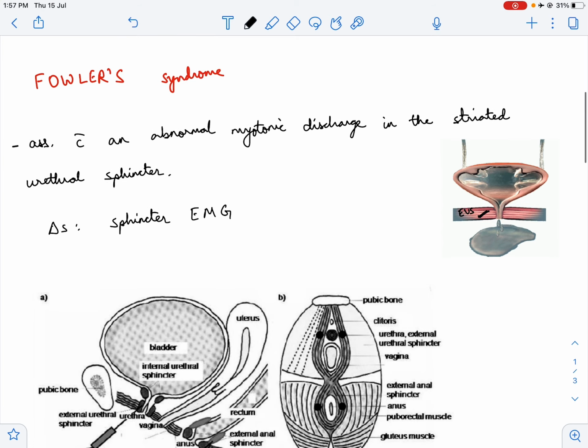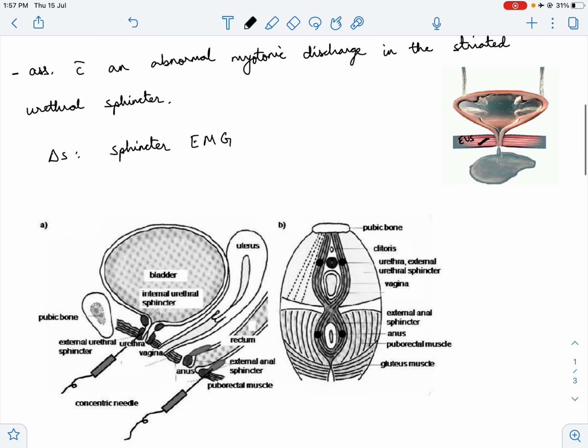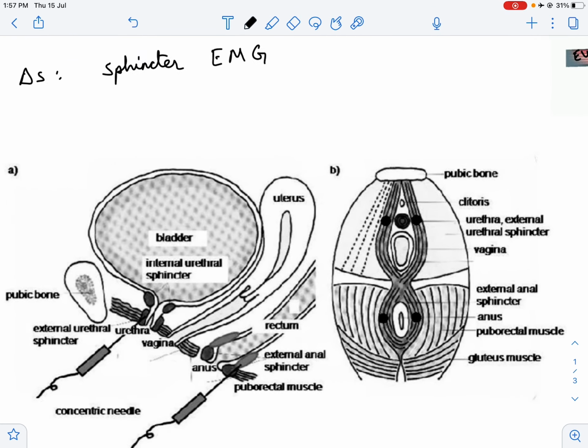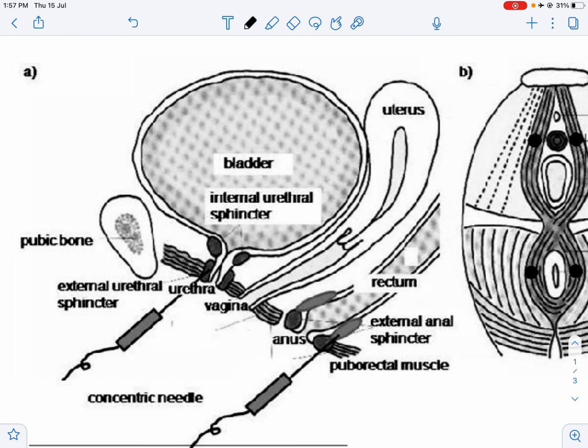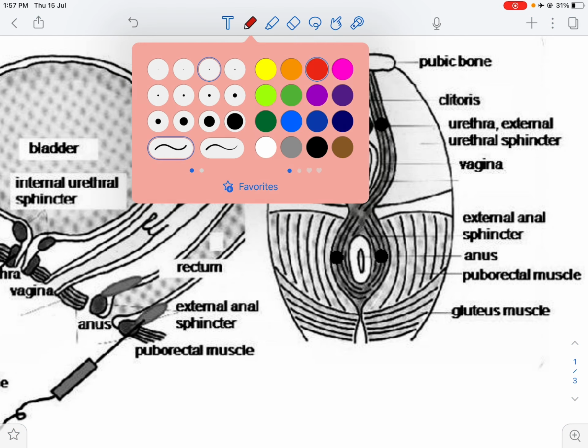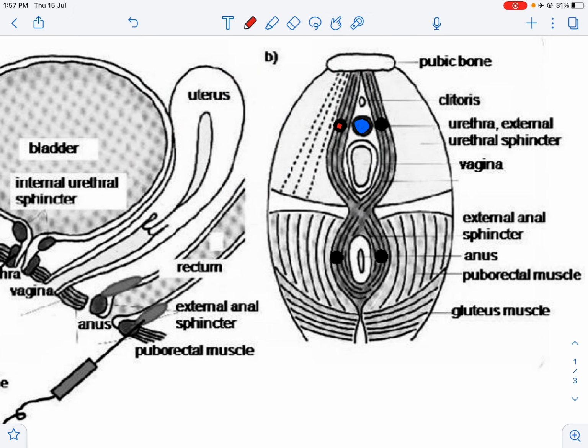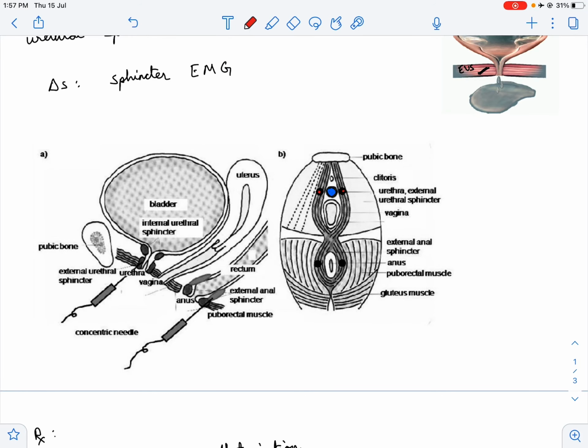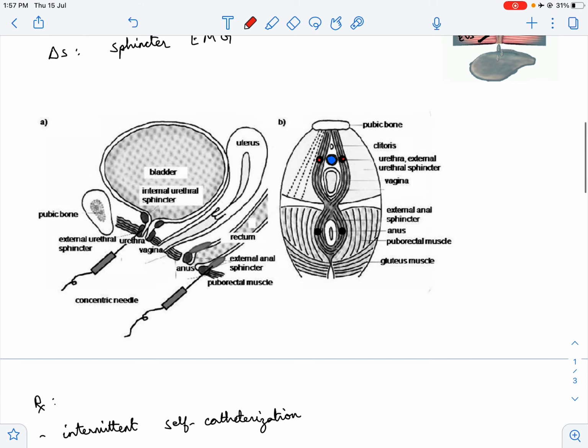Now, how do you diagnose this condition? You diagnose it by doing a sphincter electromyography. In this diagram, you can see the cross section, and this is the urethra. On either side of the urethra, they've placed electrodes which will detect the electrical activity in the external urethral sphincter.